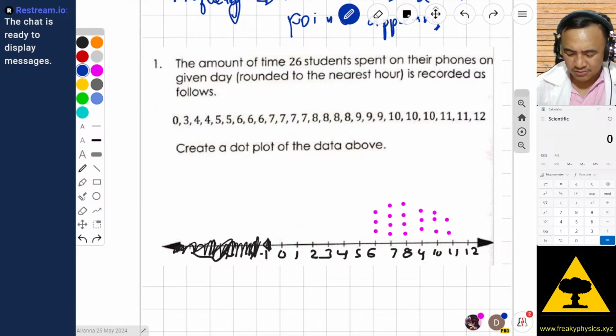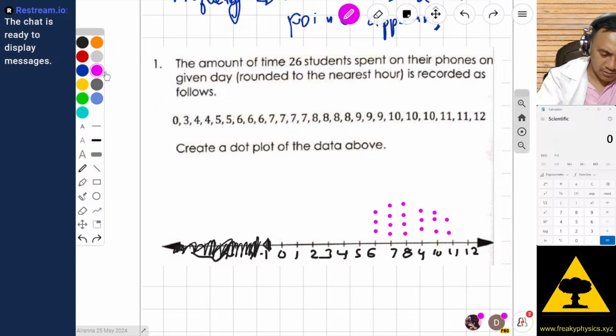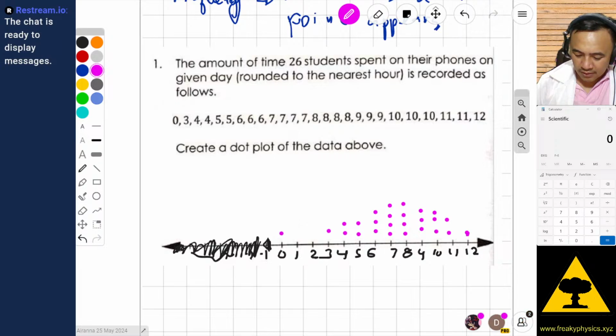5, 2, 2, 4, 1. Okay. So I'll just ask you one question. I want you to describe the data right now. How can you describe this data?